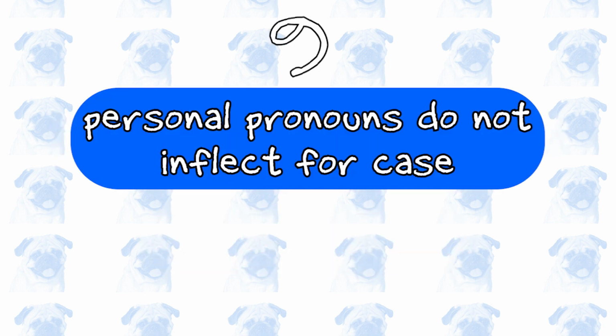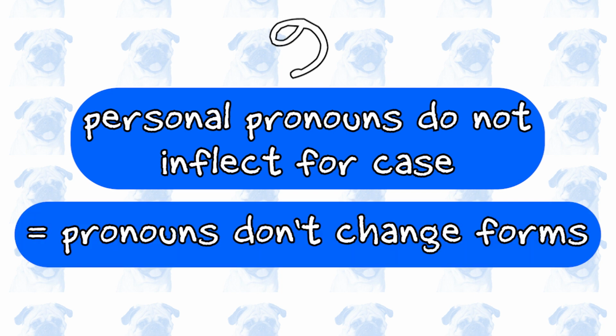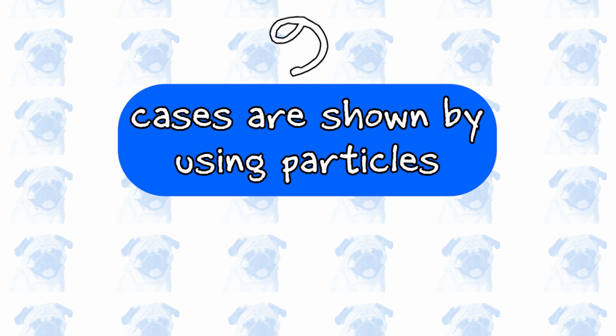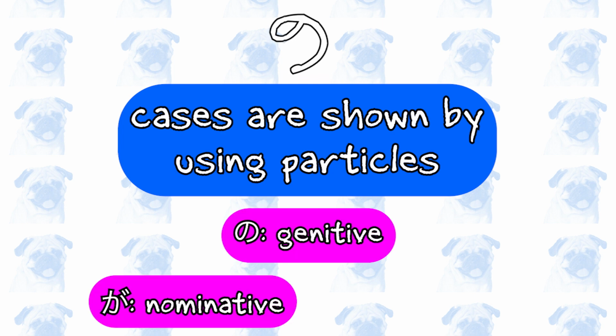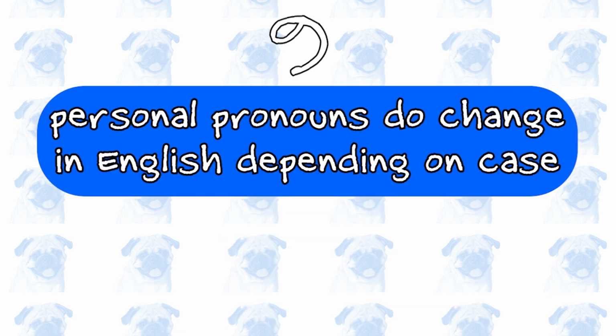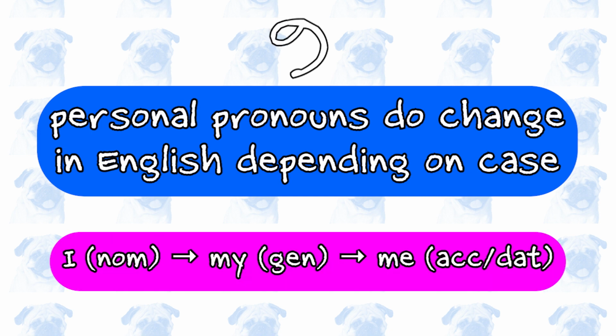In Japanese, personal pronouns do not inflect for different cases, meaning pronouns don't change forms. Instead, different grammatical roles are expressed by means of case particles like no, ga, and o. In English, on the other hand, personal pronouns do change forms, depending on the cases they want to express. The first person singular pronoun, I, for instance, changes from I to my to me.